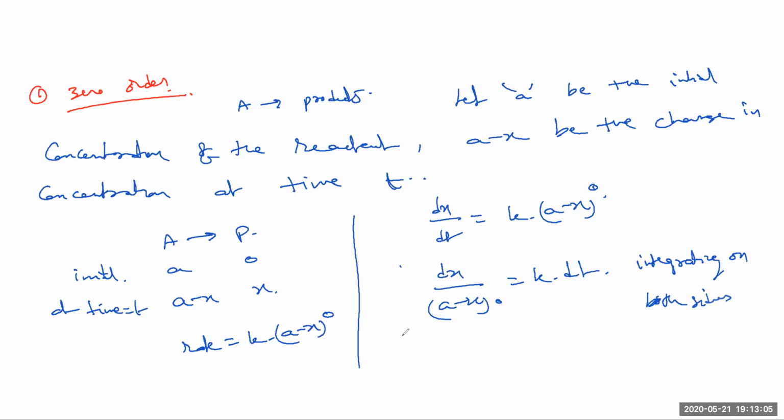What will come? Integration of this one. It is one only. Integration of dx means x only, by derivative of x means 1 only. So integration of dx means it is x.